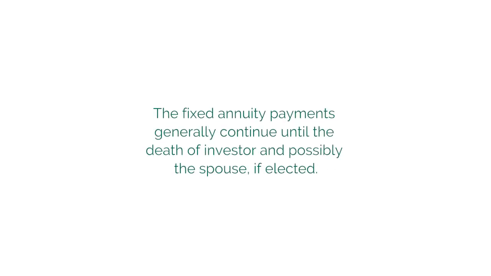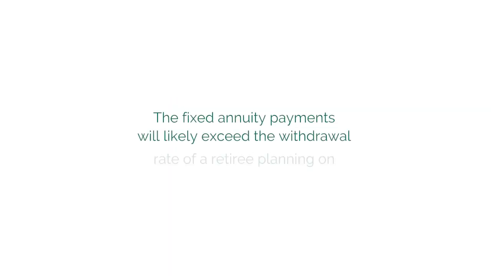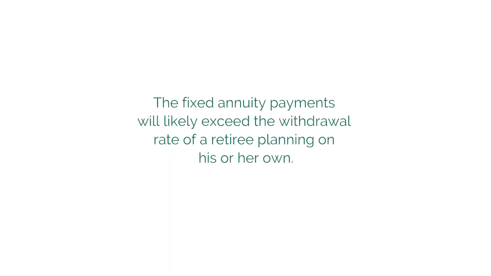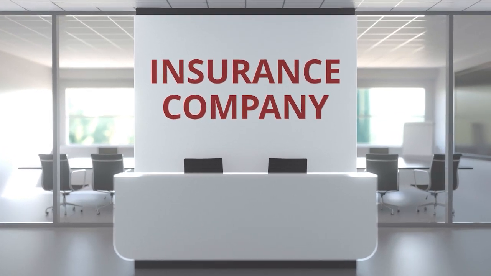First, the fixed annuity payments generally continue until the death of the investor and possibly the spouse, if elected. Second, the fixed annuity payments will likely exceed the withdrawal rate of a retiree planning on his or her own. This is because all the insurance company has to do is plan for average. On the other hand, the retiree must plan for it just in case.